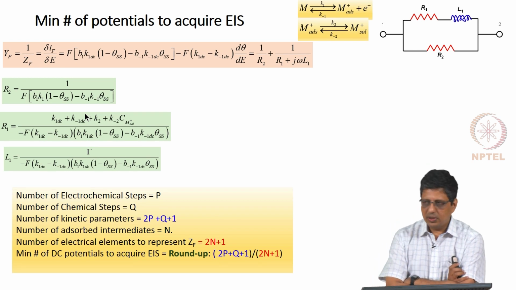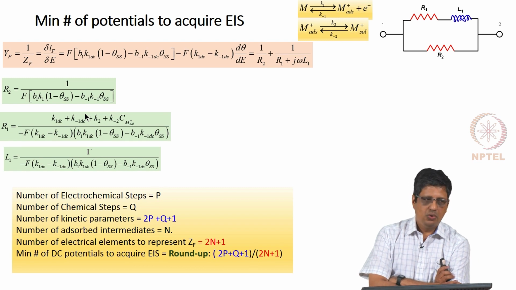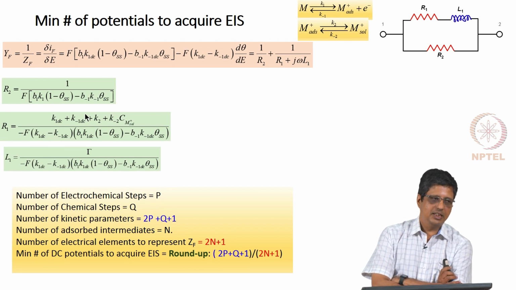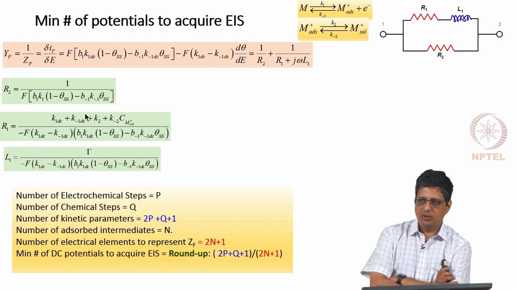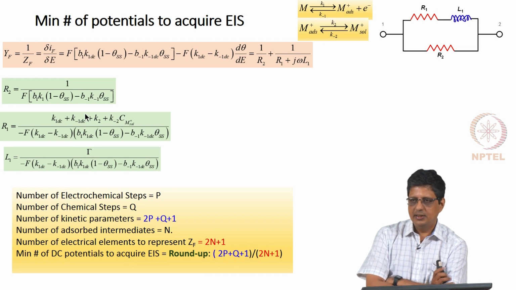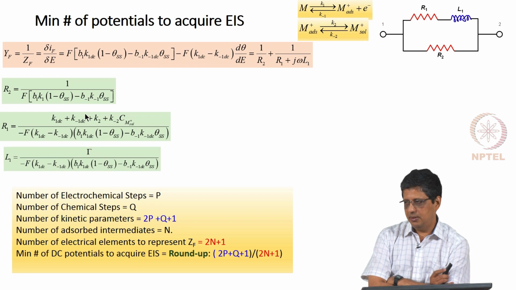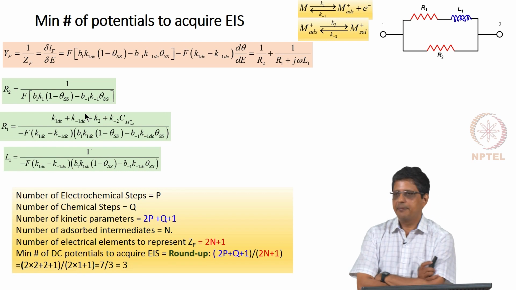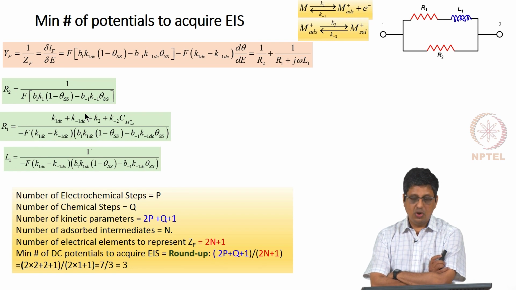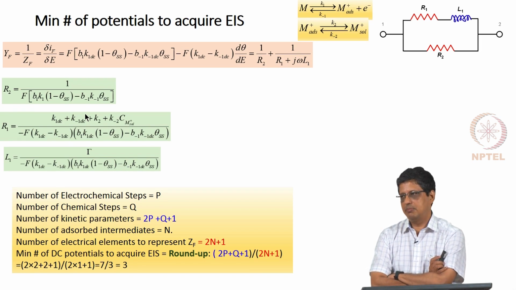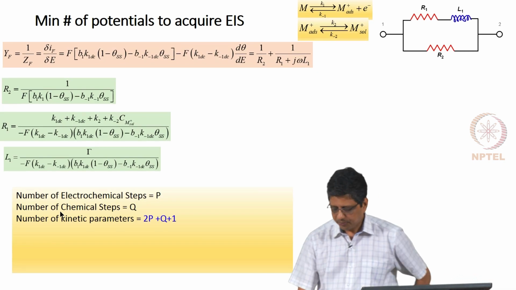Here you have 2 electrochemical steps, 2 chemical steps, 1 adsorbed intermediate. How many DC potentials do we need? 2 multiplied by 2 gives you 4, plus 2 is 6, plus 1 is 7, 7 by 3, you need 3, 2 point something. Once it exceeds 2, you need 3. If you take data at 3 DC potentials, then you do not have to worry that you will get an infinite number of solutions. Take it at 2 DC potentials, it is just not right to model that data with this mechanism.